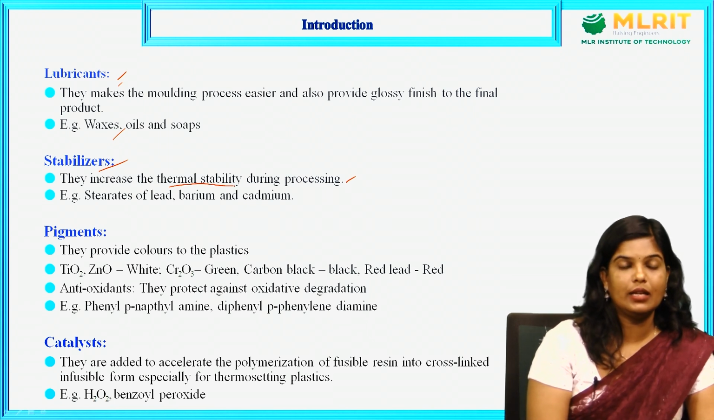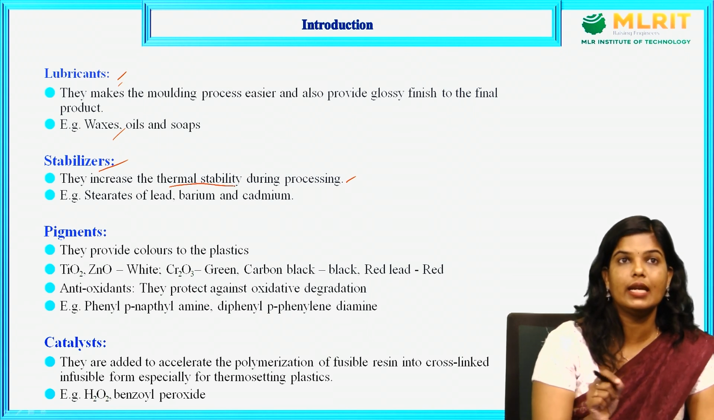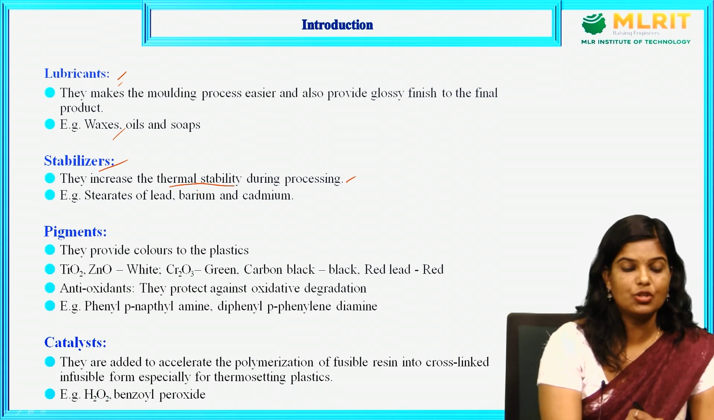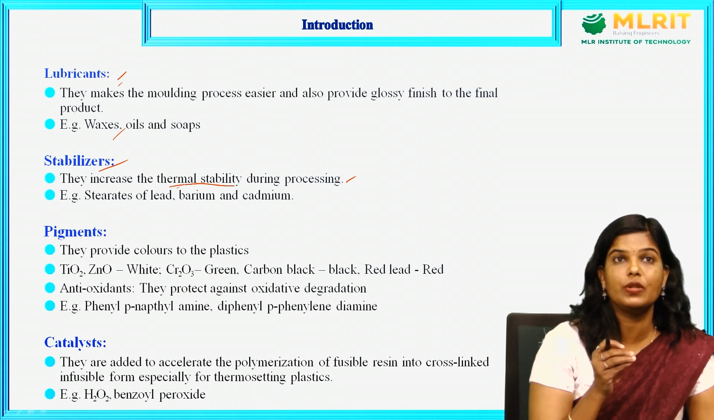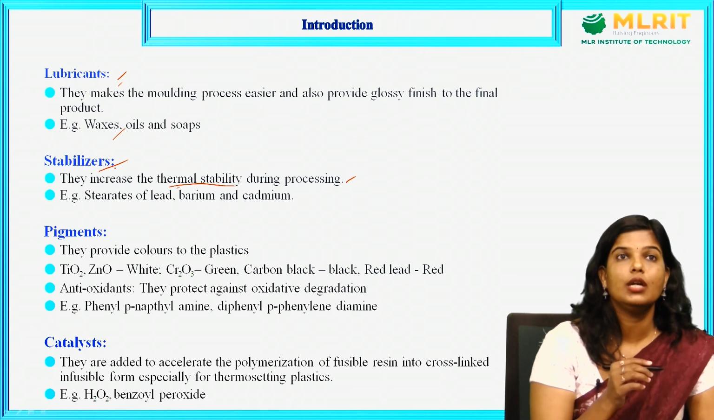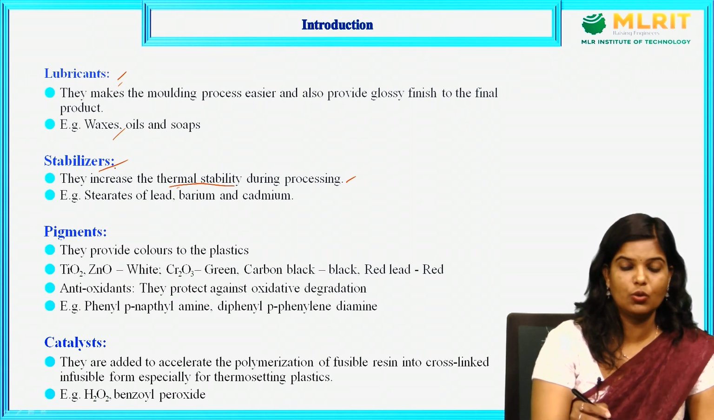We can see that plastic material, when it is heated, will get deformed, right? Its shape will be changed. So that should not happen. It has to withstand high temperature. So stabilizers are used to increase the thermal stability during the processing itself.